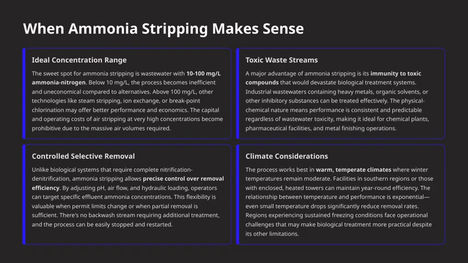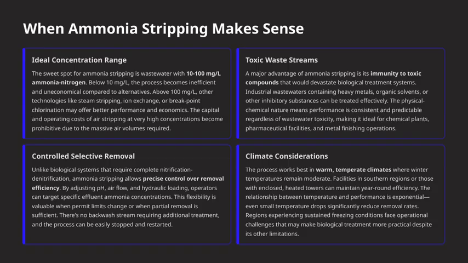Controlled, selective removal is also a major benefit. Unlike biological systems that require a full nitrification and denitrification process, ammonia stripping allows precise control over how much ammonia is removed. By adjusting parameters like pH, airflow, and hydraulic loading, operators can target specific ammonia levels in the effluent. This flexibility is especially useful if regulatory permit limits change or if only partial removal is needed.